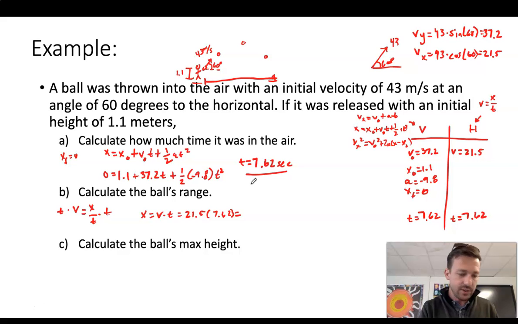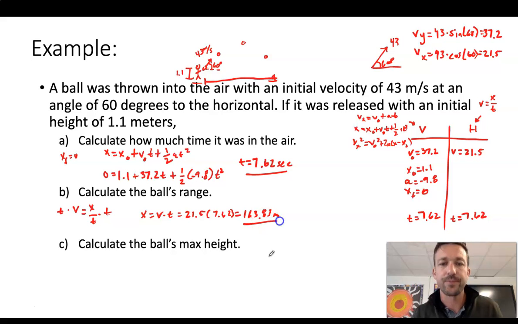times 7.62. Okay, that's going to give me an answer of 163.83. And that's going to be in meters. There you go. Okay, that's how far it went horizontally. So if you wanted to write that now into here, you could. Okay, so calculate the ball's max height.